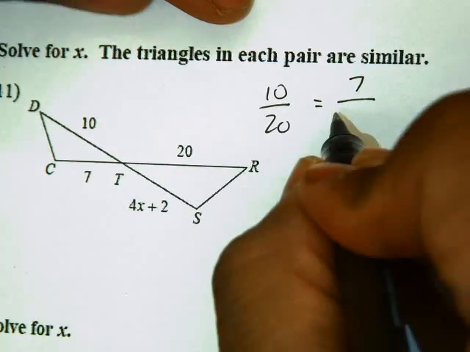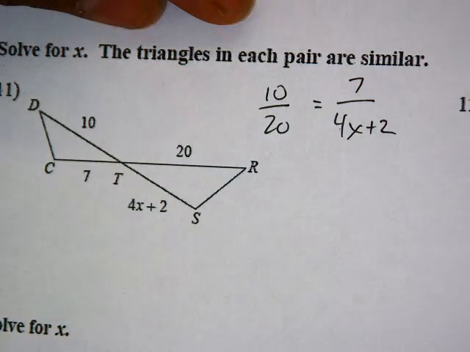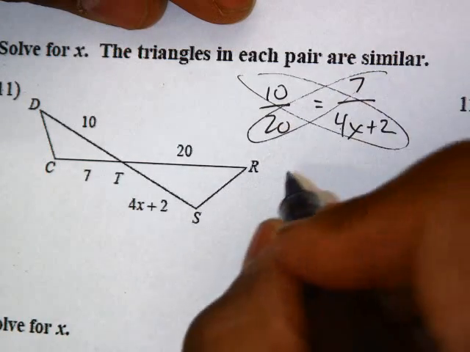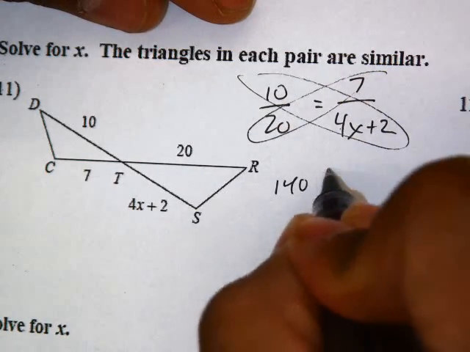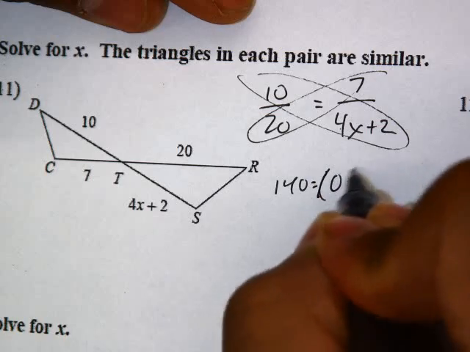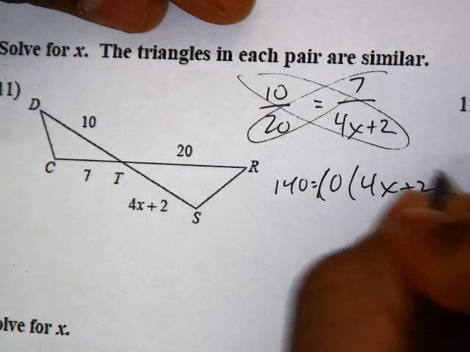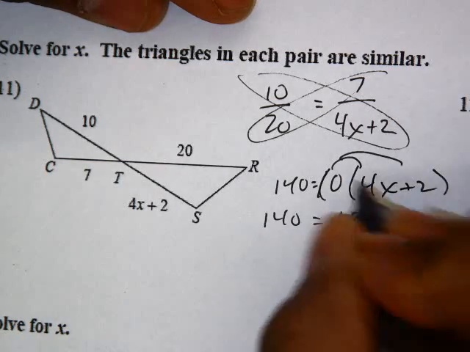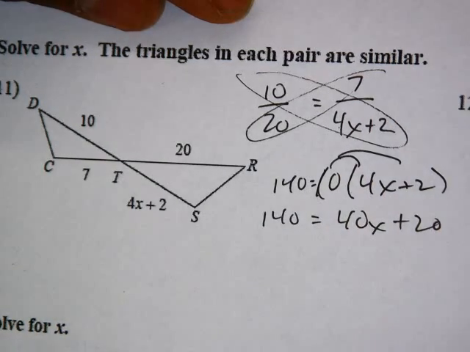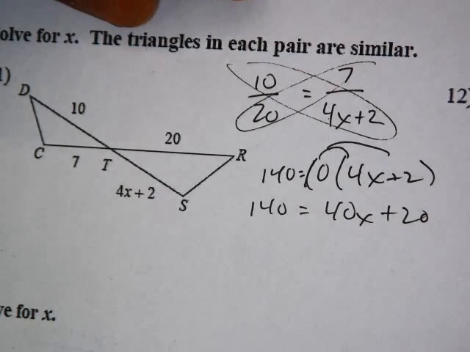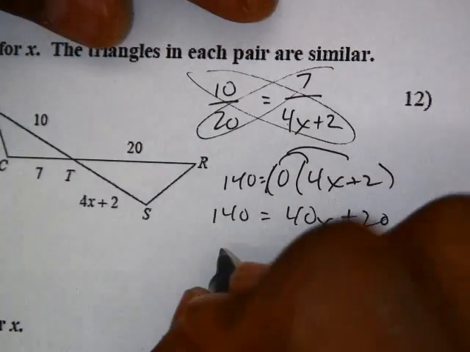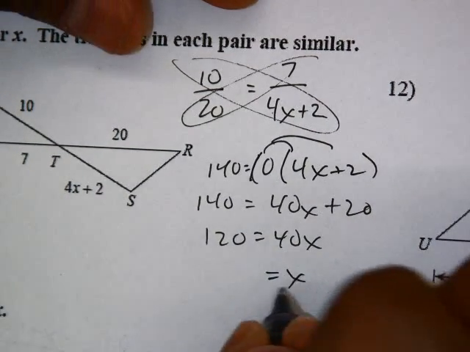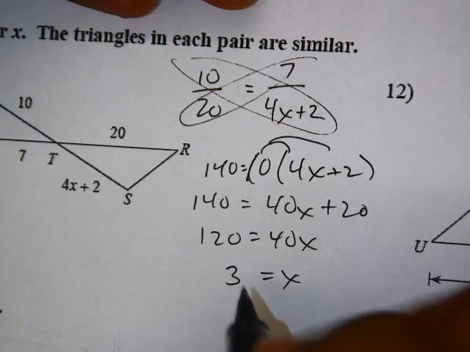And 7 should correspond with 4x plus 2. Cross multiply. 20 times 7 is 140 equals 10 times 4x plus 2. Distributing the 10, so 10 times 4x is 40x, 10 times 2 is 20. Subtract 20 and divide by 40, x is equal to 3.